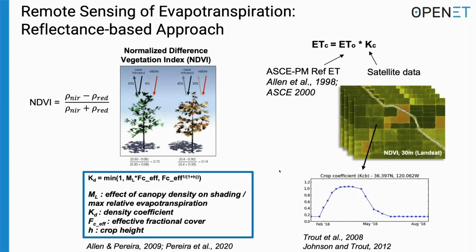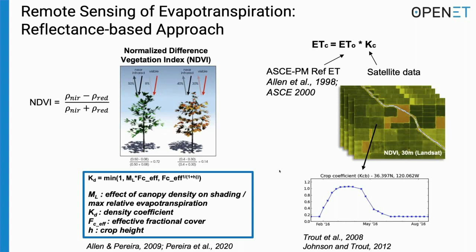The second category of approaches, I would consider reflectance-based approaches. And these approaches typically are assuming that vegetation over agricultural landscapes is well watered, and they'll be using surface reflectance information typically to compute some type of vegetation index. In this instance, we're showing the normalized difference vegetation index, which is used by SIMS, which is one of the reflectance-based approaches that's incorporated into the OpenET platform.